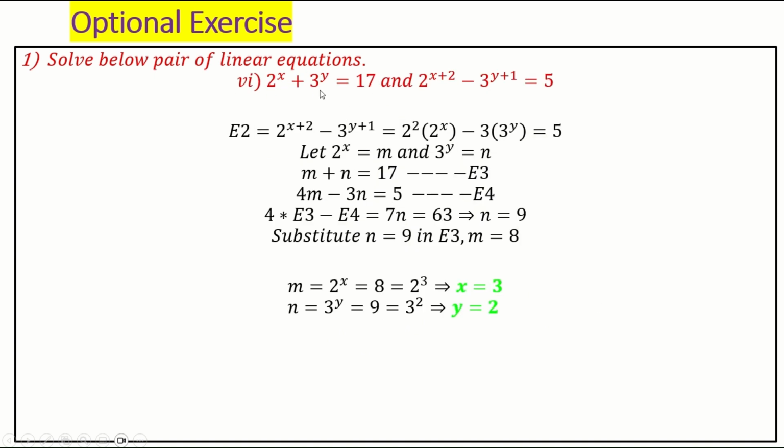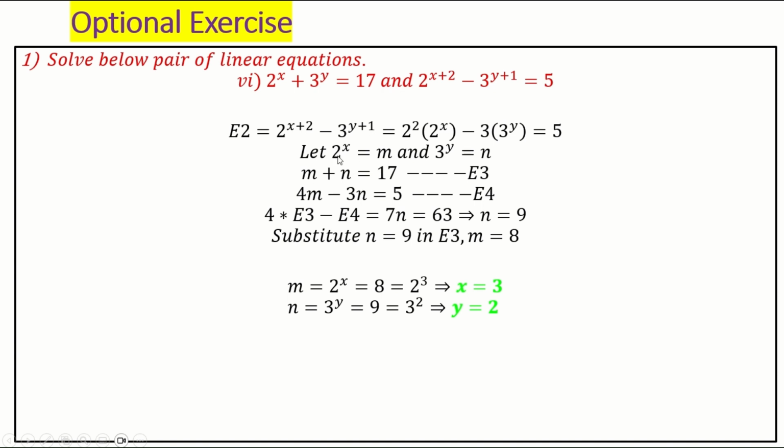Okay, 2 power x plus 3 power y equal to 17, and 2 power x plus 2 minus 3 power y plus 1 equal to 5. So this is just another type of equations which can be reduced to linear equations. How? 2 power x plus 2 and 3 power y plus 1 can be written as 2 square into 2 power x, because a power m plus n is equal to a power m into a power n. And the second one can be 3 into 3 power y.